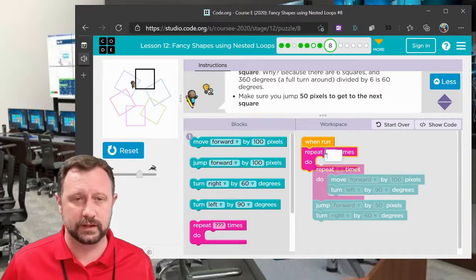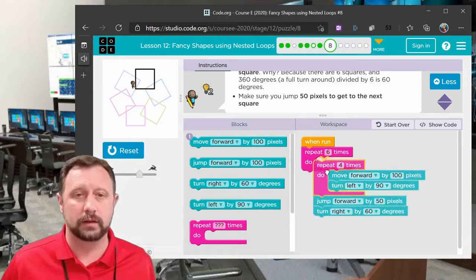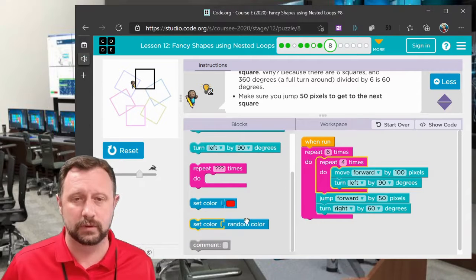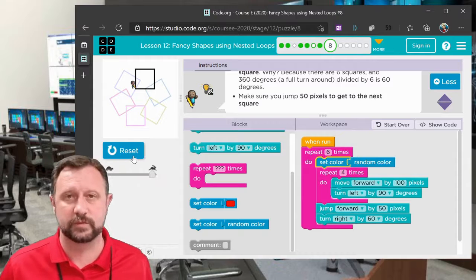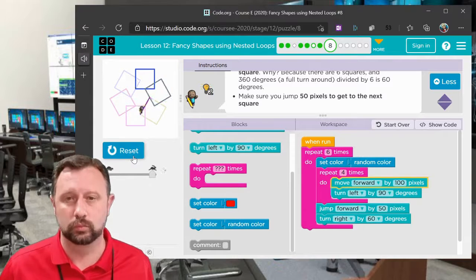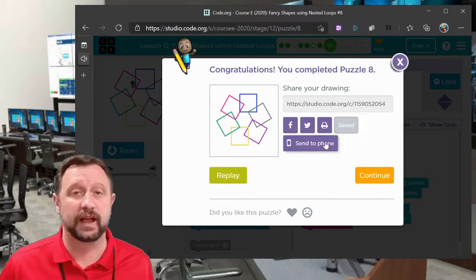And for fun, like so. For fun, let's throw random colors in there. I'm going to tell it go super fast. Super fast, go. Oh, look at that. Pretty cool.